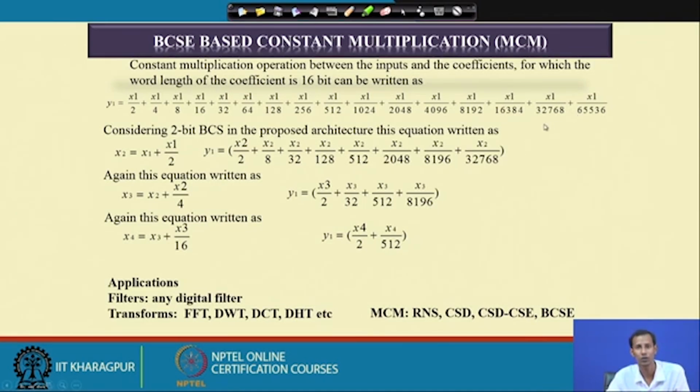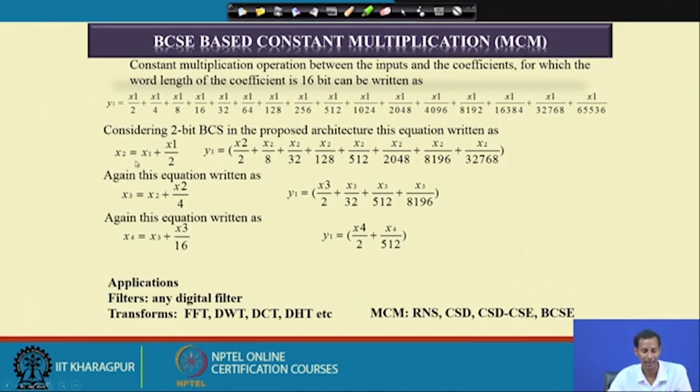Initially I require 15 additions for these 16 terms, but if I take 4-bit BCS, then 6 addition operations I require. If I take 2-bit BCS common, then for this I need 1, and 7 I will get over here, so in total 8 addition operations I require. That means the more bits you consider for BCS, the fewer addition operations you require to do this constant multiplication.